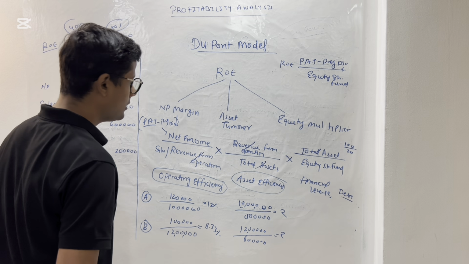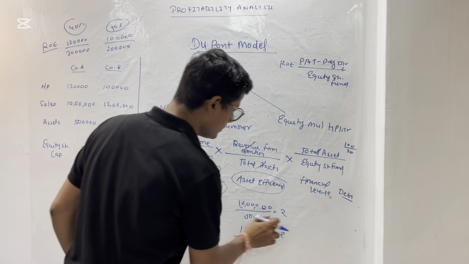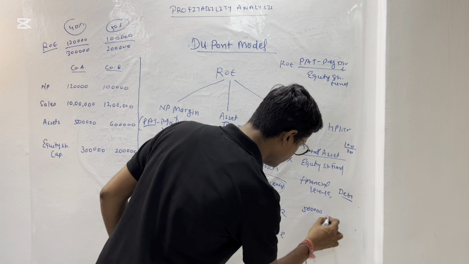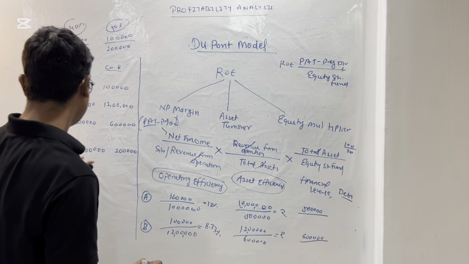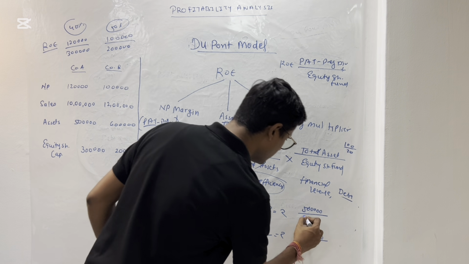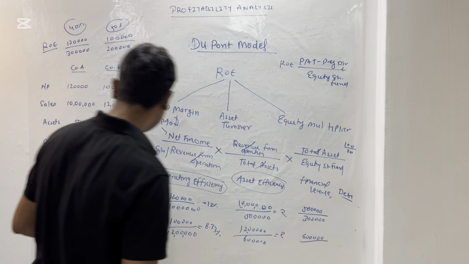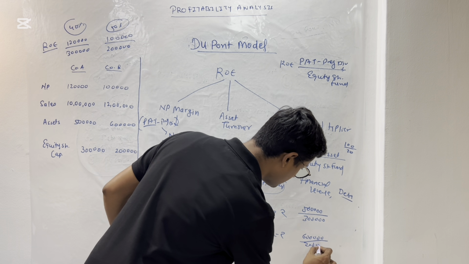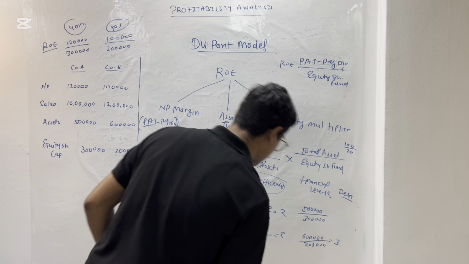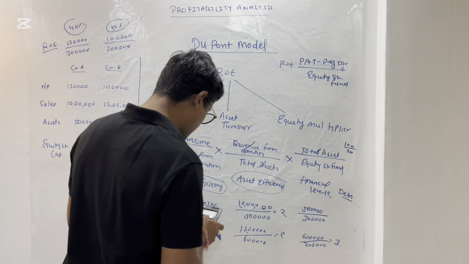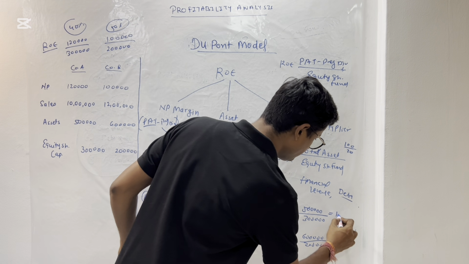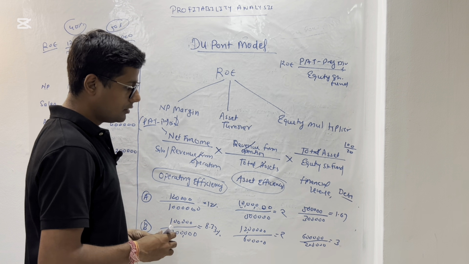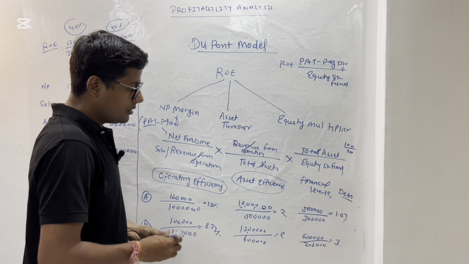Okay, now let's go to the third one, equity multiplier. Equity multiplier is the total asset over equity. So total asset here is 500,000, and total asset for the next one is 600,000, right? But what's the equity? Equity for the first company is 300,000, and here it's 200,000. So here the equity multiplier is 3, and for company A, it's 1.67. So equity multiplier for company A is 1.67, and for company B is 3.